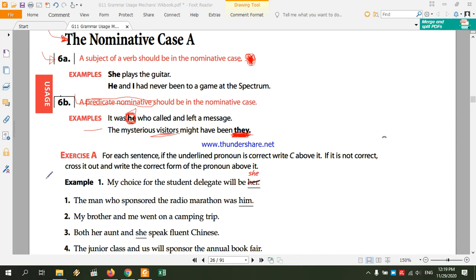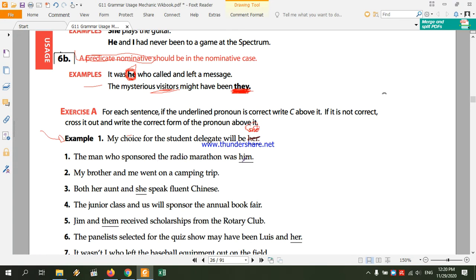Let's take a look at example 1 in exercise A. My choice for the student delegate will be she. So she will be my choice. My choice is the same as she, and this is in the nominative case, also known as the subjective case. Number 1, the man who sponsored the radio marathon was he. We should use he here instead of him.